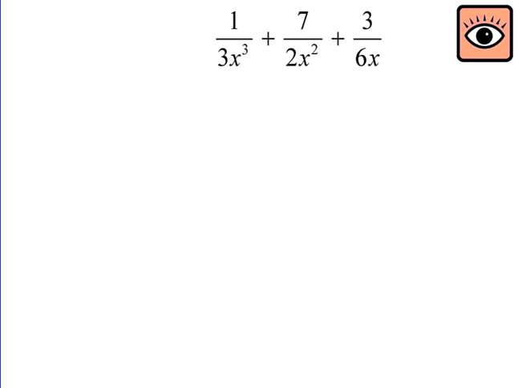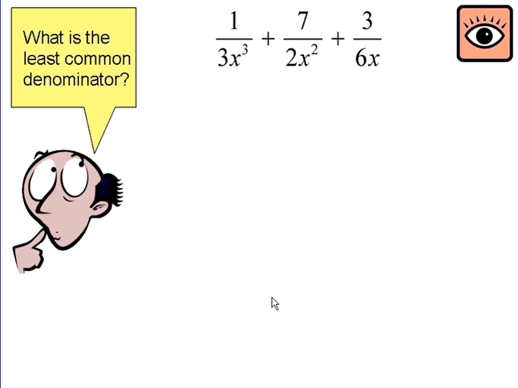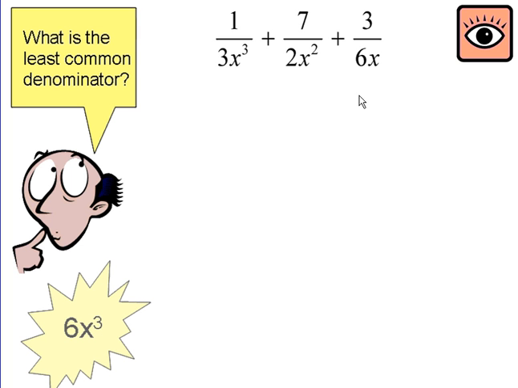And we have 1 over 3x to the third plus 7 over 2x squared plus 3 over 6x. Now when we look at this, we want to determine what is the least common denominator. Well, in looking at the numbers, 3, 2, and 6, and also the variables, we know that 6x to the third will fit that bill. What we need to determine now is what will we multiply each of these terms by in order to get 6x to the third. The 3x to the third, we would multiply by 2. The 2x squared, we would multiply by 3x. And the 6x, we would multiply by x squared.